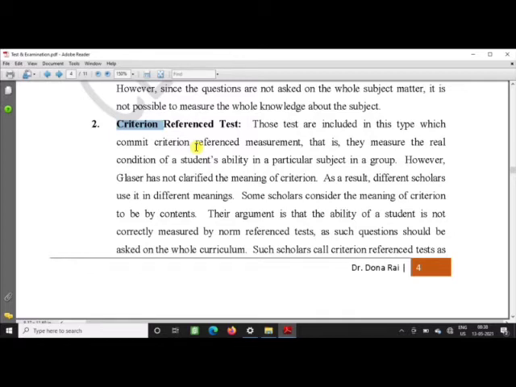Students' scores here are given in percentage. When we are talking about educational tests, your performance can be measured in percentage. And a very small number of students can be assessed in this criterion reference test, comparatively to the norm reference test, and it is developed individually, because individual attention is given to the students here.